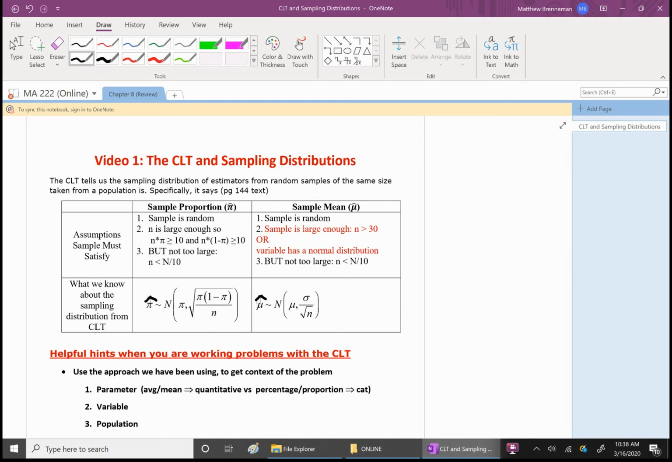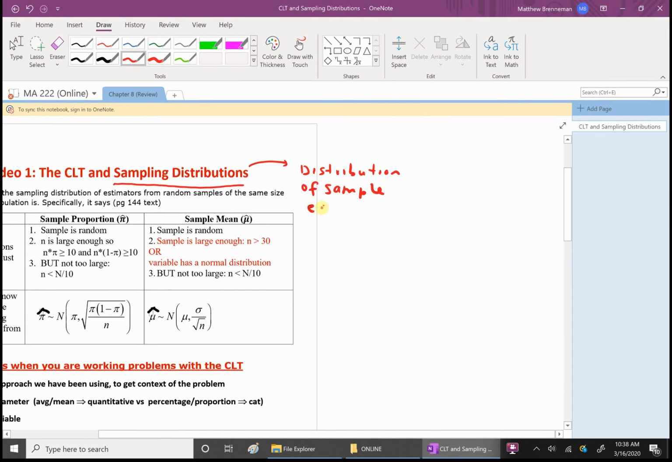The tool that lets us say what the sampling distribution looks like. Remember, the sampling distribution is the distribution of the estimates. So this is the distribution of our sample estimates. The thing that lets us say what that sampling distribution is, the central limit theorem.